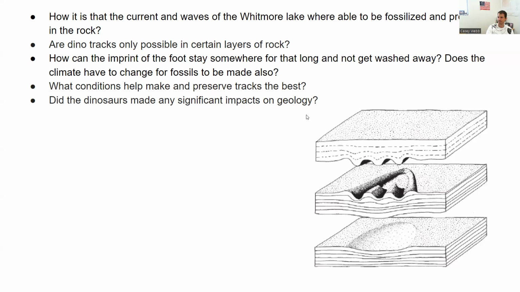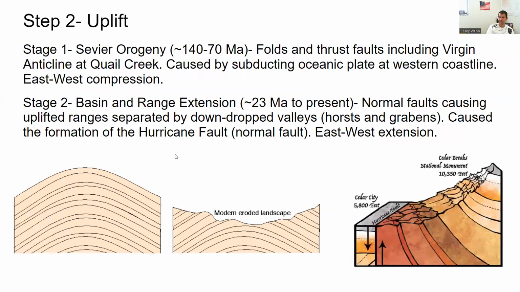All right, so let's move on to the next one. Step 2, uplift. So this can actually be divided into 2 different stages. And we saw evidence of these 2 different stages on the field trip. So stage 1, we have this mountain building event, this compressional event called the Sevier orogeny. The word orogeny, fancy $10 word, basically means mountain building event.